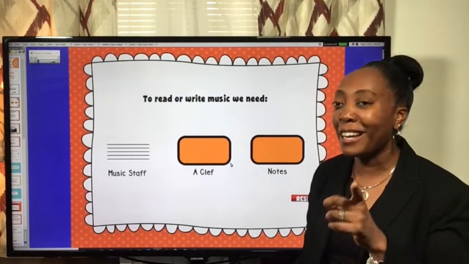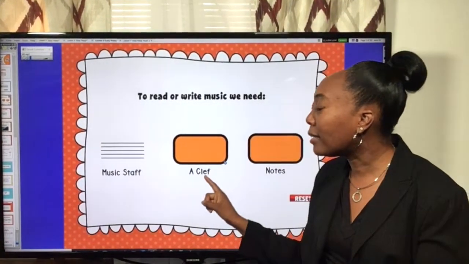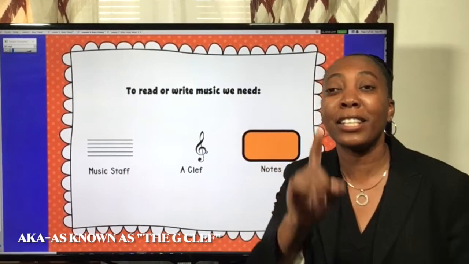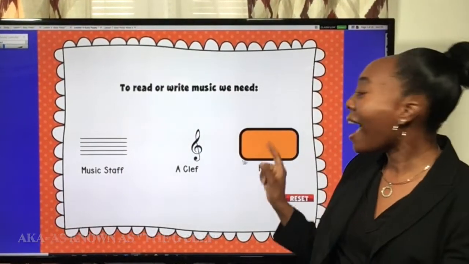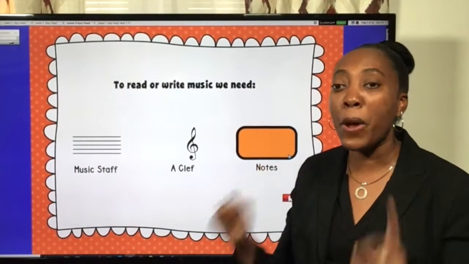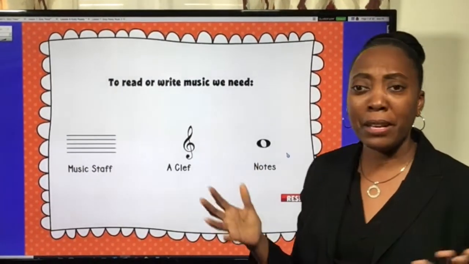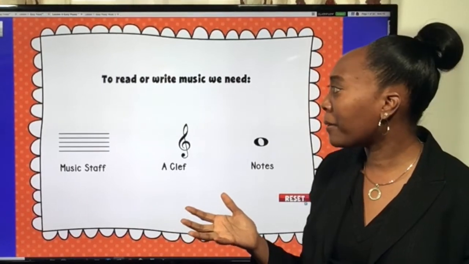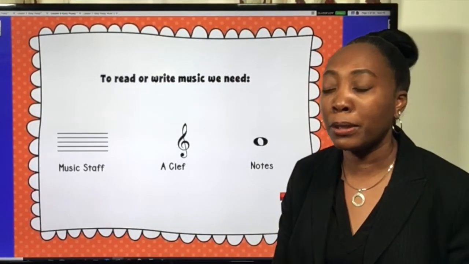Five lines, four spaces, you got it. And we need a clef. Well, you already know, AKA the G clef. Good job. And now we need notes. Now that's a new one. We never really talked about notes. What in the world does that all mean? Well, let's learn some more.